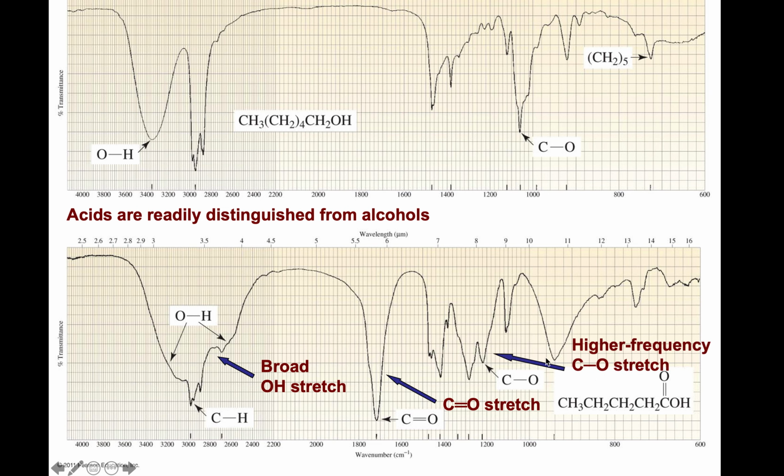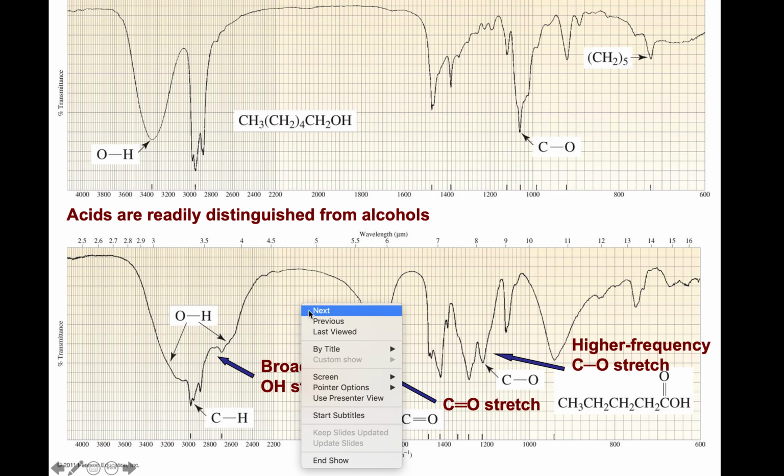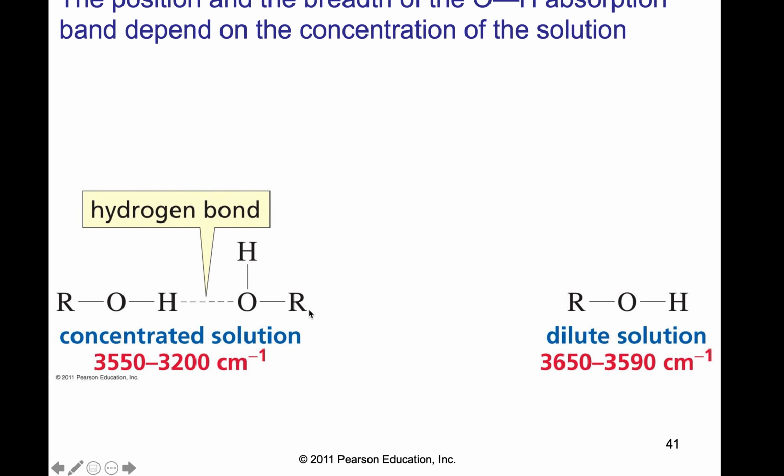Higher frequency CO stretch, because you don't get as much double bond character, so it's going to be higher frequency there. And that's the broad OH stretch of the carboxylic acid that extends way over to this side. The position and breadth of the OH absorption band depends on the concentration of the solution. So if you're putting an alcohol into a solvent like carbon tetrachloride, which is infrared inactive, that concentration will affect the qualitative appearance of the infrared.